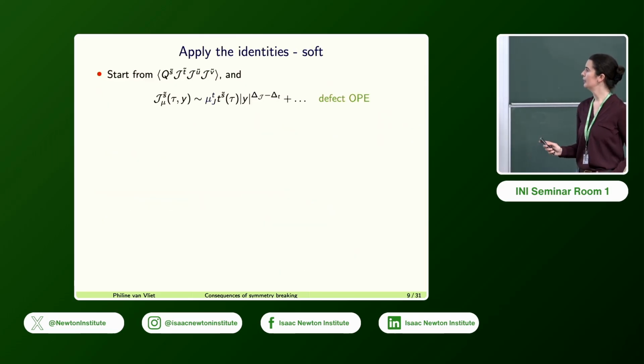Okay, so in order to do this, we start from one broken charge and three bulk operators, which is going to be the current. And we take the defect OPE of the current. We'll have the tilt operator as its first operator, as we bring this current close to the defect. So this one lives in the bulk, and y is the distance to the defect. So if we take y to 0, then this is going to be the leading term in this expansion.